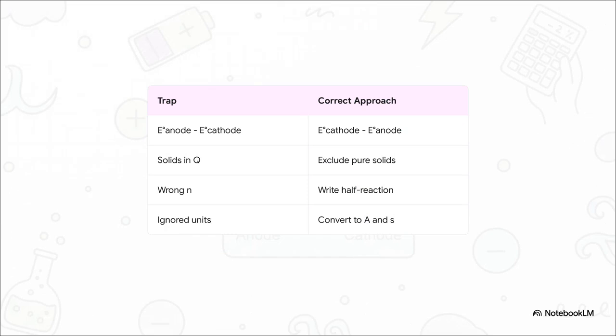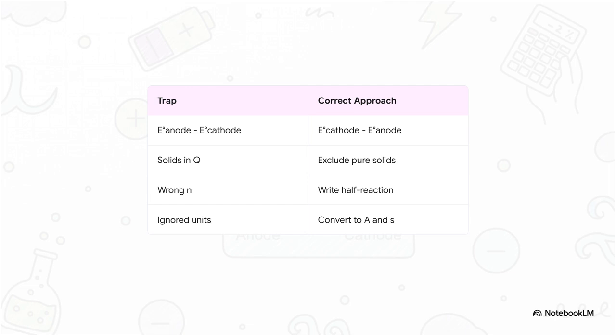I want you to take a mental screenshot of this definitive checklist of exam traps. Number 1, swapping cathode and anode, which we just nailed. Number 2, never ever include pure solids, like solid copper or zinc bars, in your Nernst equation Q calculations. Only dissolved aqueous species count. Number 3, for Faraday's law, always write out the half reaction to find n, the actual number of electrons transferred, instead of just guessing based on the ion charge.